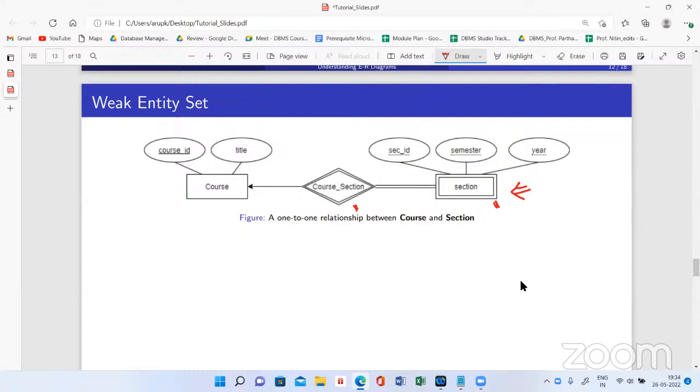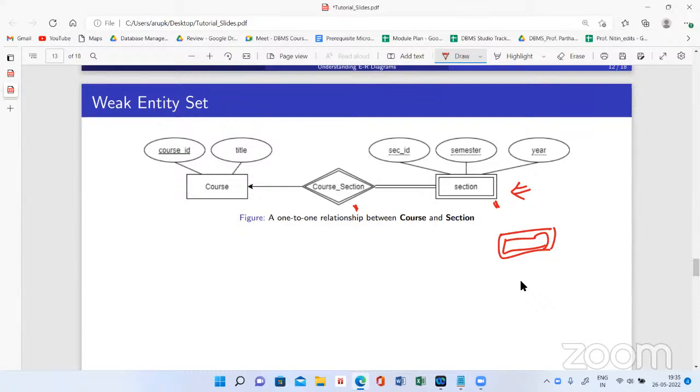How do you represent a weak entity? With a double rectangle. A weak entity doesn't have an identifying attribute or a primary key. Secondly, it is completely dependent on a strong entity. Now, does a section exist without having a course? No, it cannot be there, right?